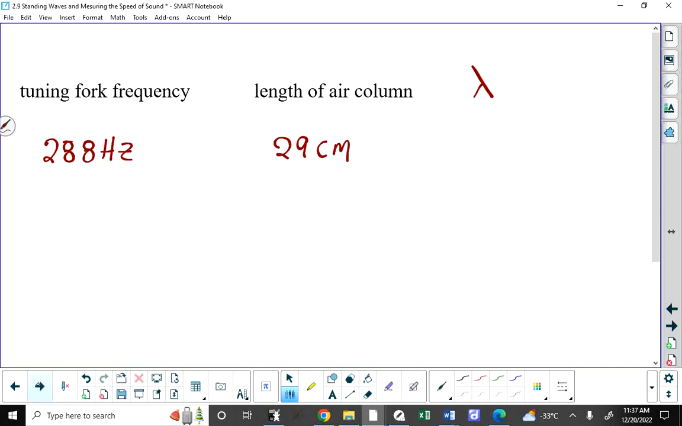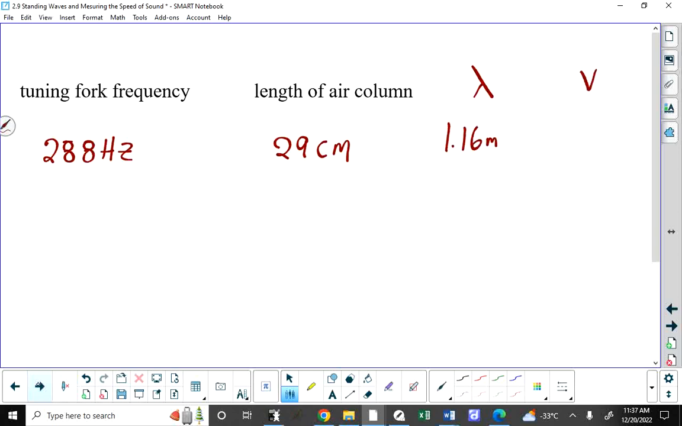What is then the wavelength? Well, that length of the air column is 1/4 of the wavelength. So you would have to multiply that by 4. And you get 1.18 meters, I think. 1.16. So 1.16 meters.